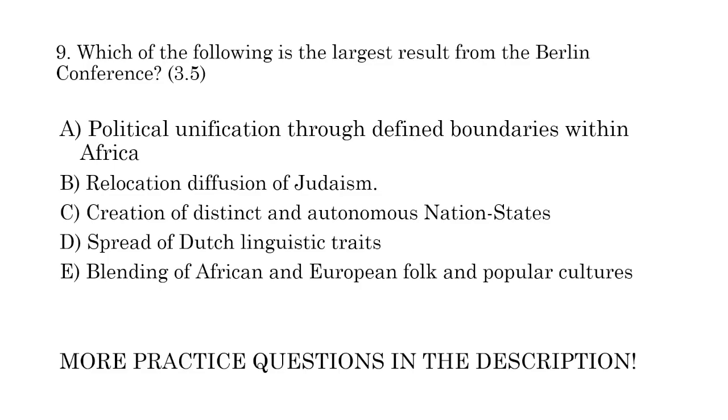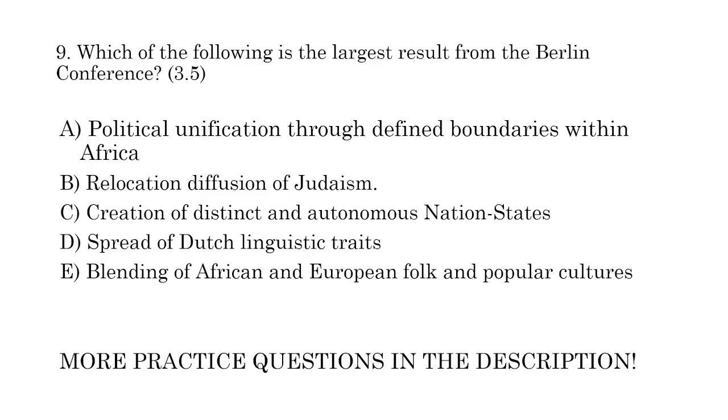Number 9, which of the following is the largest result from the Berlin Conference? A, political unification through defined boundaries within Africa. Well, I wouldn't say that, because what the Europeans did during the Berlin Conference is they divided Africa as they best saw fit for their resources and for their imperialist values. And what they did was they broke up a lot of different ethnic groups and nations, and they also put a lot of different rivalry nations and ethnic groups together into one boundary. So they unified a lot of groups that were previously not unified, and they divided a lot of groups that were previously unified. So A is not a good answer here.